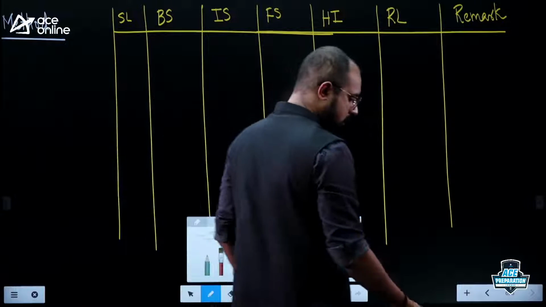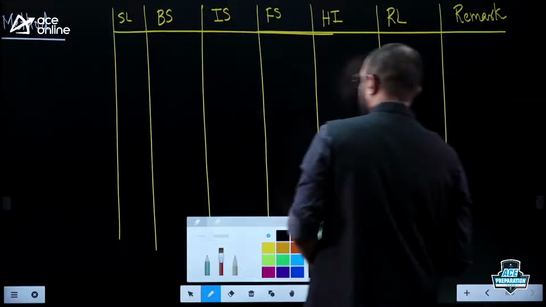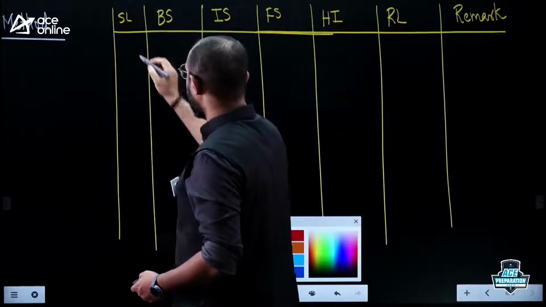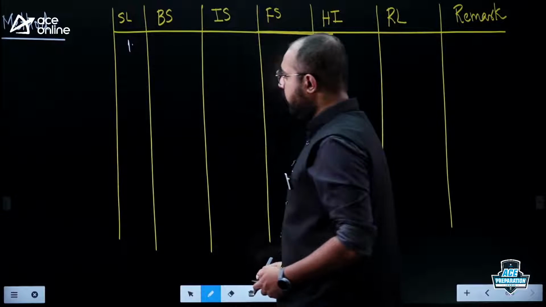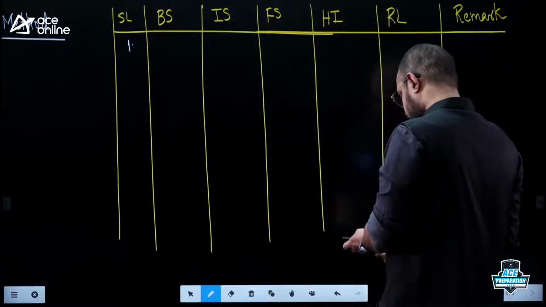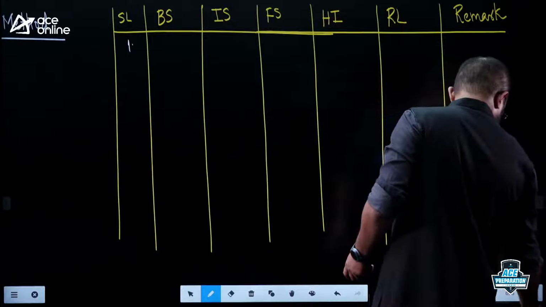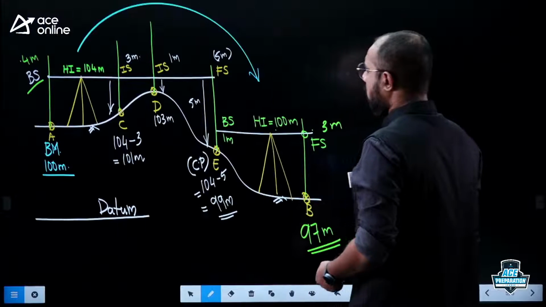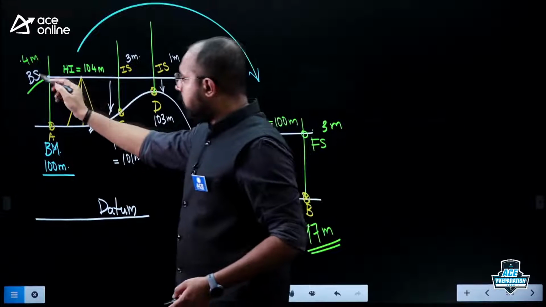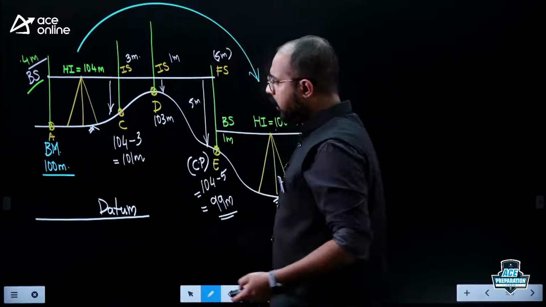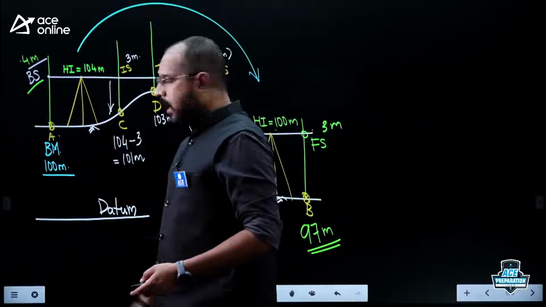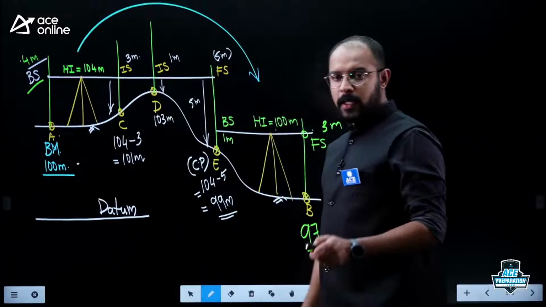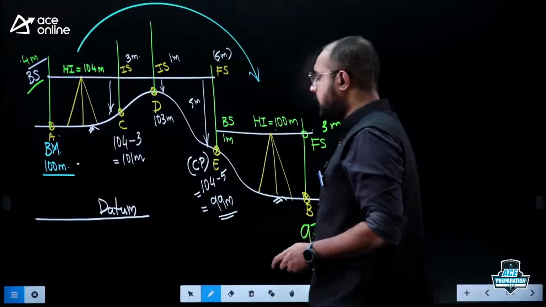Okay, so let us just go back here. Tell me something. What is the first reading that you have taken on the field? The first reading that you have taken is a backside reading of 4 meter. Where have you taken it? Upon the point A. What is point A? Benchmark. What do you know about the benchmark? Reduced level. Let us write down all these data here.